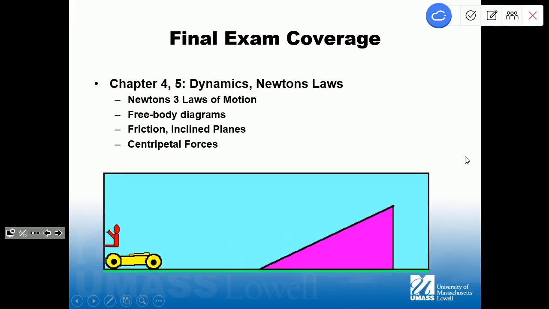The third law, of course, is every action has an equal and opposite reaction. That law is dealing with forces that act on different objects. The action-reaction forces will never act on the same object. They must act on different objects. When one object exerts a force on another object, that object exerts an equal and opposite force back on the first object. When you push something, that thing is pushing you with a force of the same magnitude. The difference, of course, is the acceleration that it produces.